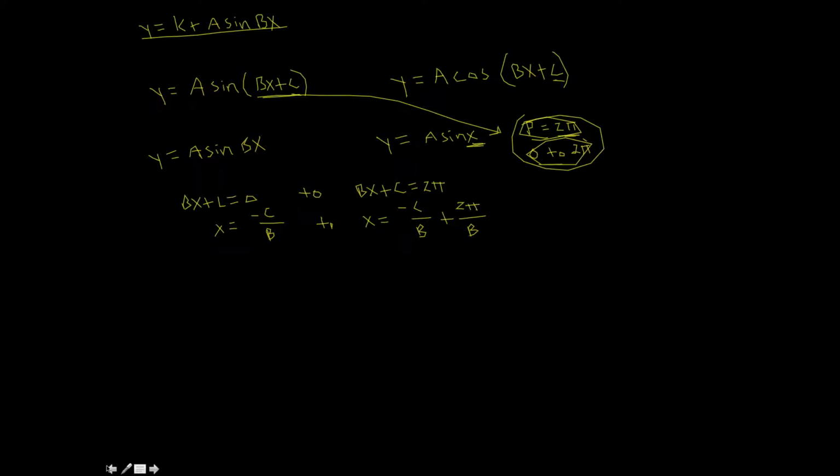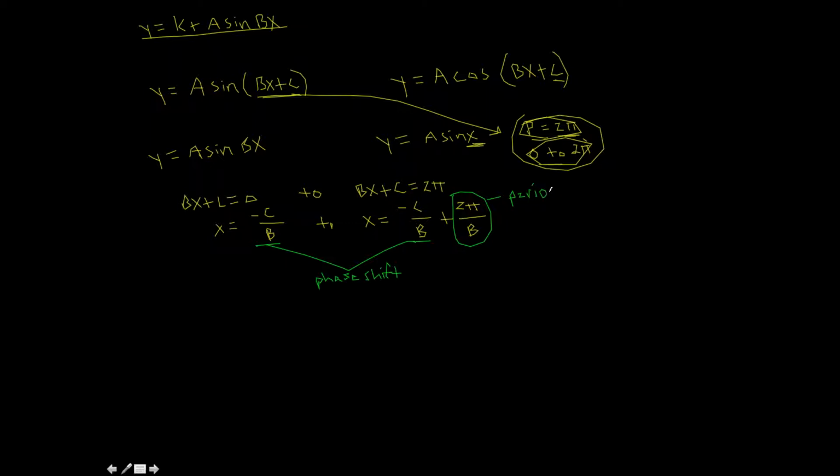Okay, so why is that important? Well, look at what we have here. We have this negative c over b. This is what we call the phase shift. Now you should already know what 2 pi over b equals. 2 pi over b will be your period of this new graph.